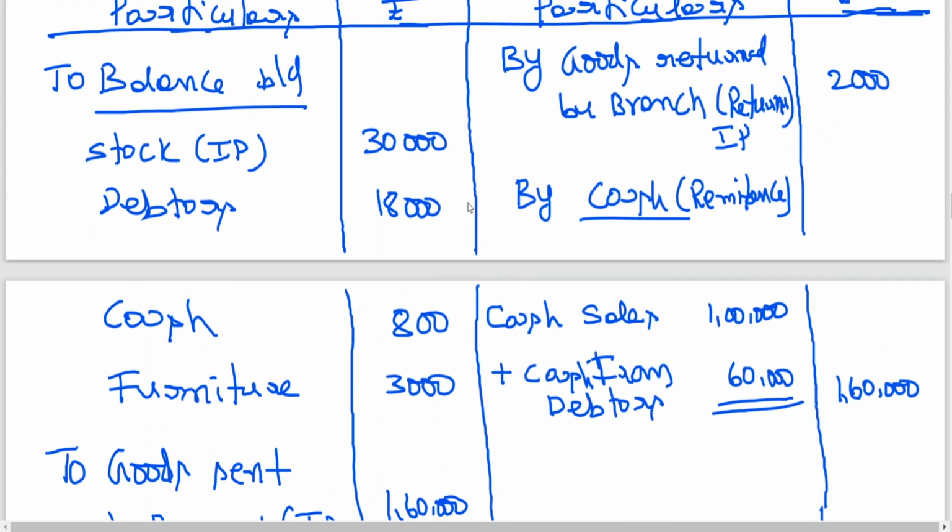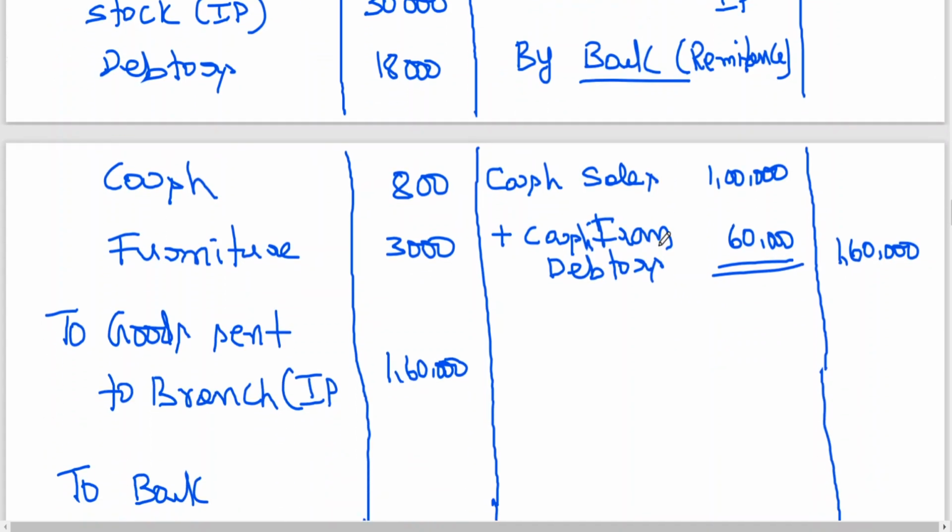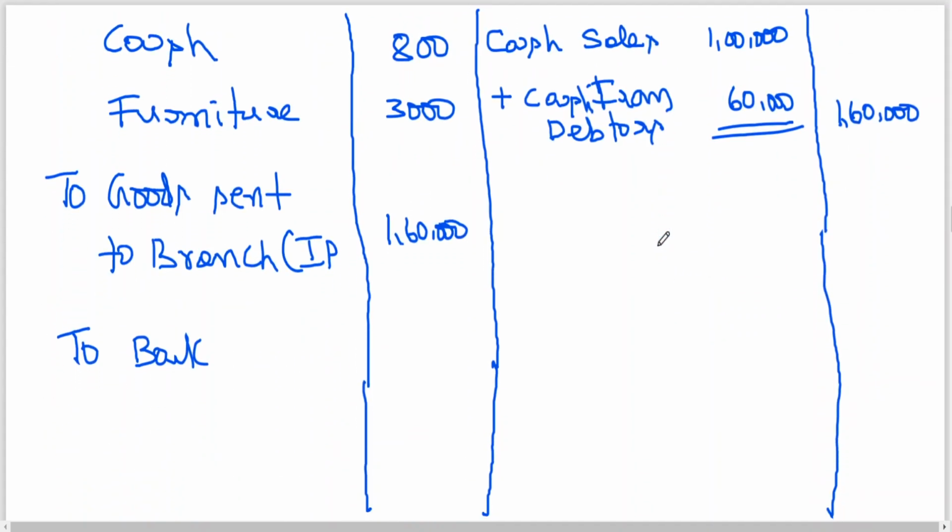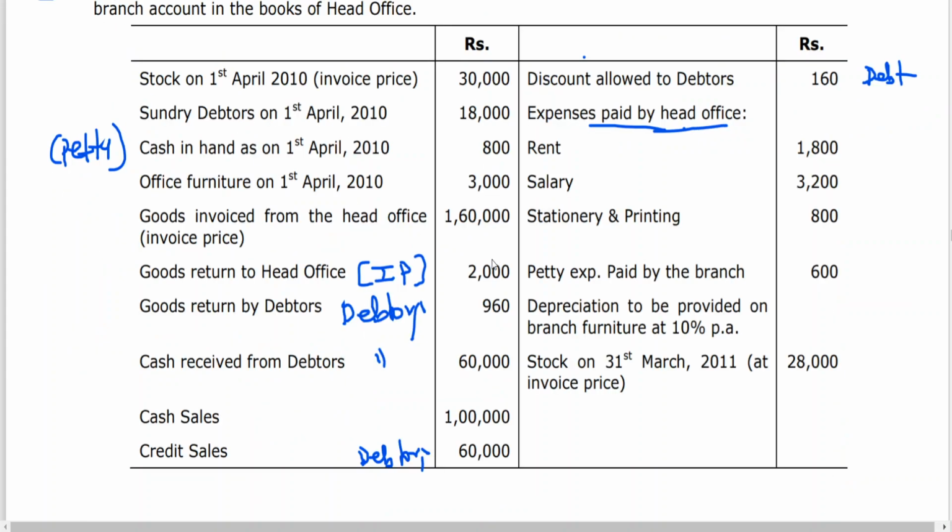Here also better, instead of cash you use the term bank, because they will be making payment through bank. Okay, better you assume bank. Here also I am writing bank. Expenses paid by head office. We are having one after the other.